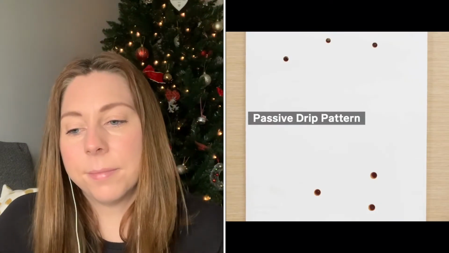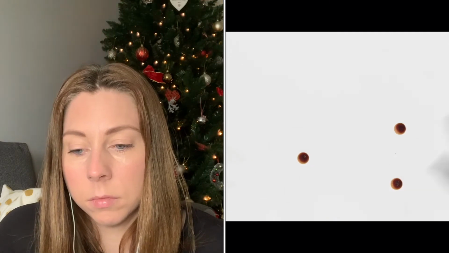So now we're looking at a passive drip pattern. This could be the victim's blood, this could be the suspect's blood. We won't know until we sample it and send it off for analysis. What we can interpret from this could be movement. So if this trail of blood is leading away from the scene, we would see those tails going in a direction of travel.